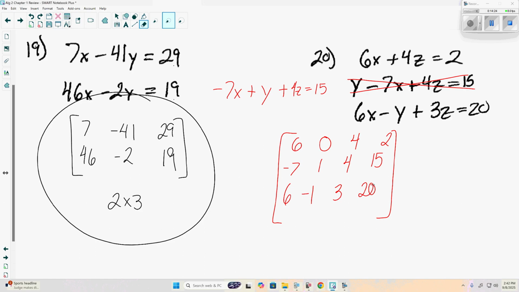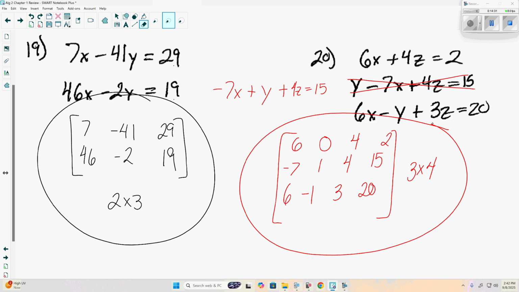And this matrix here would be a 3 by 4. And that's it.